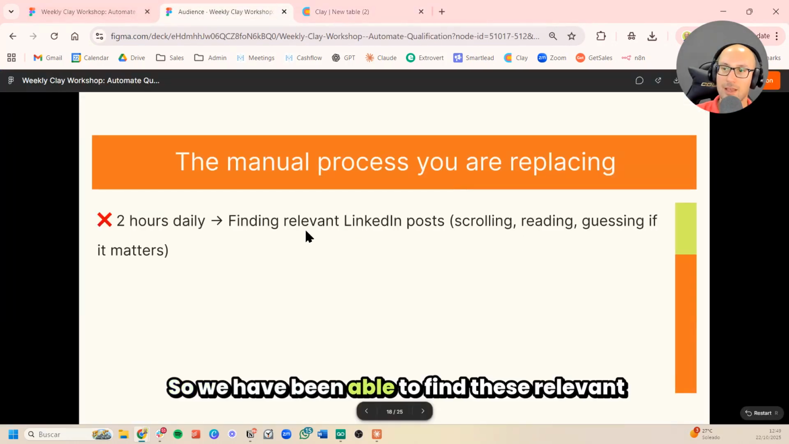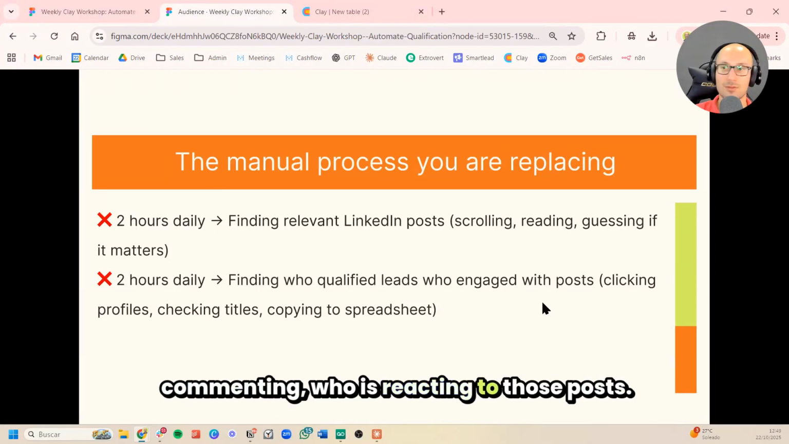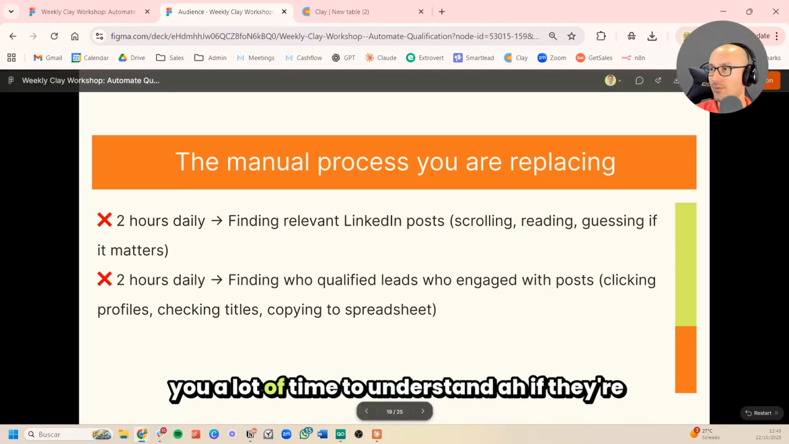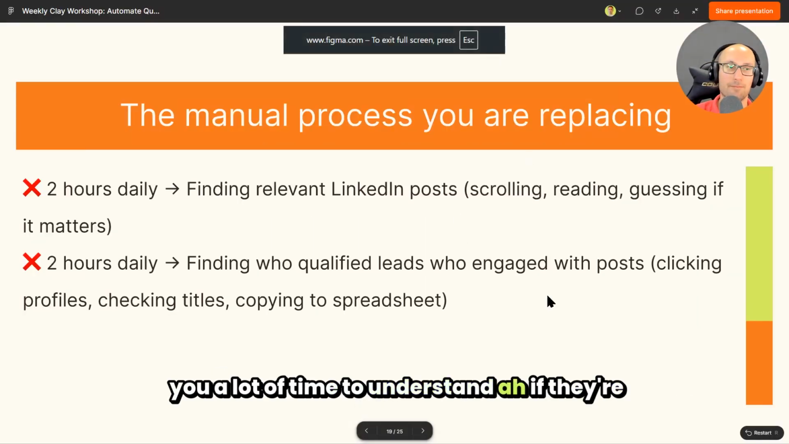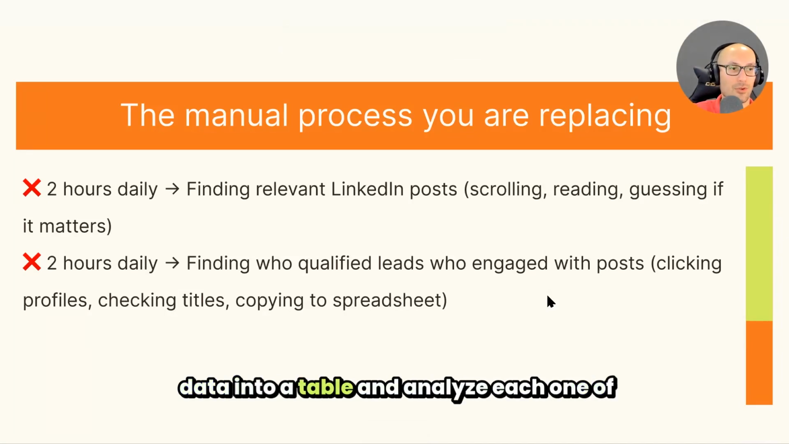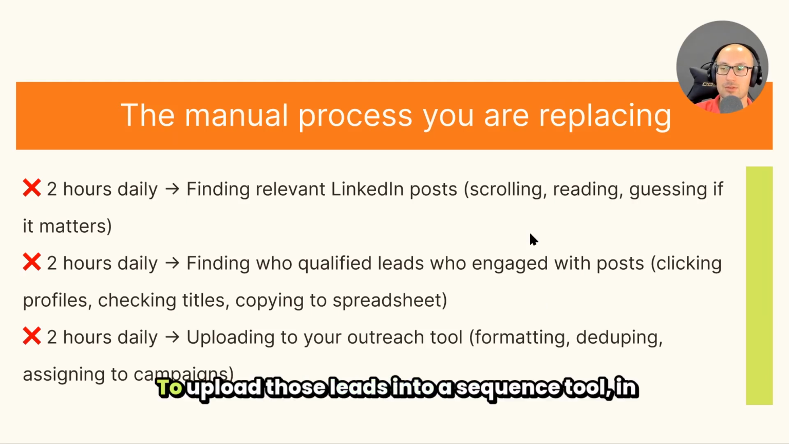So we have been able to find these relevant posts and qualify the leads, find who is commenting, who is reacting to those posts. We are qualifying them. If you try to do that manually, it can take you a lot of time to understand if they're qualified, to bring all that data into a table and analyze each one of those, and then to upload those leads into a sequence tool.